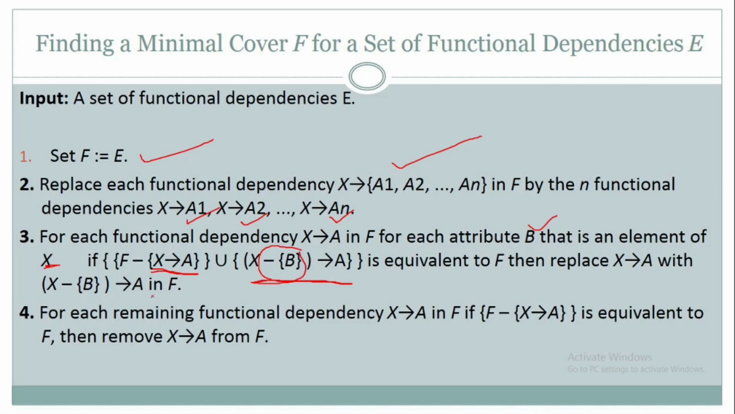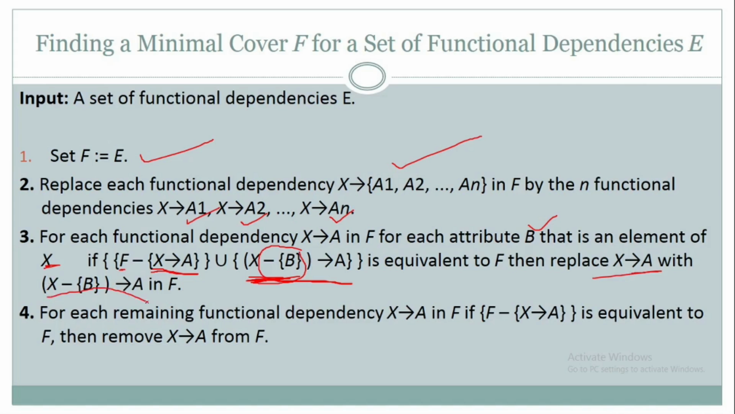Once again I repeat, the overall intention is that there should not be any redundant functional dependencies in the set of functional dependencies. Here F is the set of functional dependencies. I remove this functional dependency, that is X determines A, using the minus operator, and then using the union operation I add it back, but while adding it, from the attribute set X I remove B. I'm performing X minus B, and if it is still equivalent to F, then I will replace X determines A with X minus B determines A.